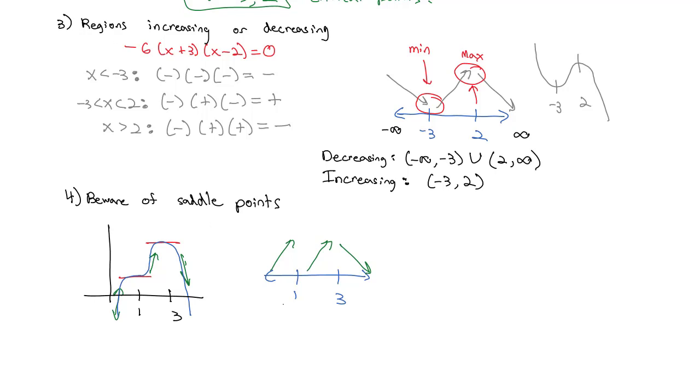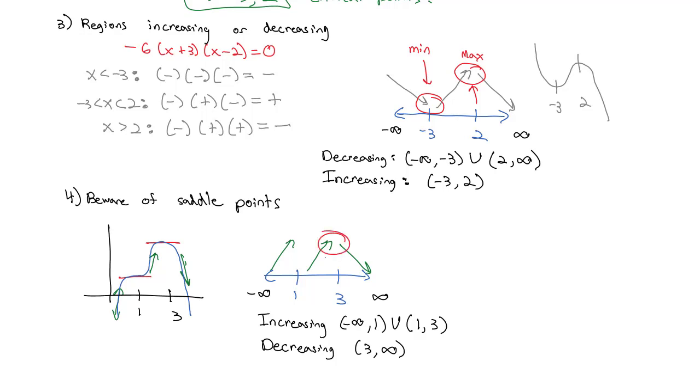So here in this example, we're increasing from negative infinity up to 1. And then we'll say union, because we have to jump over the number 1, because at 1 it was actually flat. It saddled off. So we'll go union 1 to 3, and then say the graph is decreasing from that 3 up to infinity. So even though there are 2 critical points in this example, only one of them is actually a maximum, and the other is a saddle point.